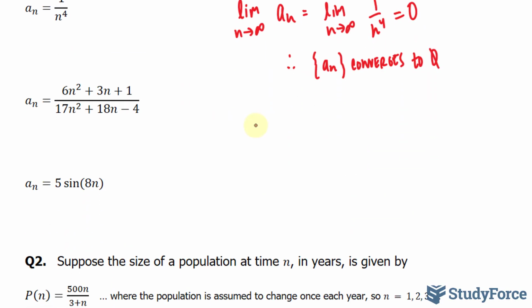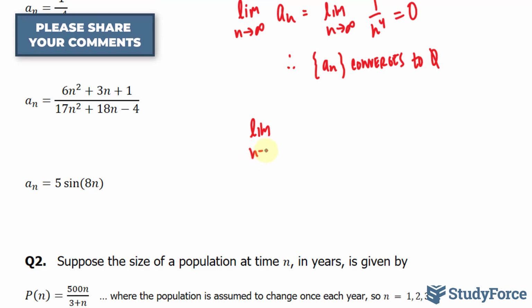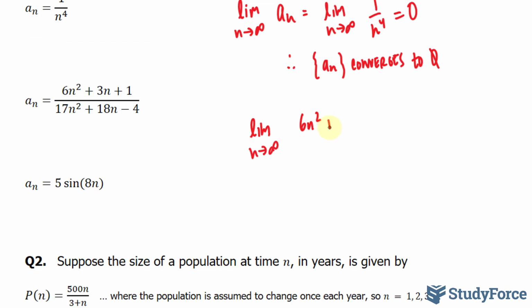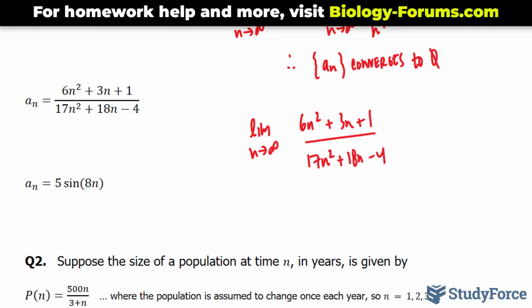Let's take the limit of this function. We have the limit as n approaches infinity for our sequence 6n to the power of 2 plus 3n plus 1 all over 17n to the power of 2 plus 18n minus 4. This particular function will require some algebraic manipulation, because if I substitute infinity into this expression, you'll end up with a situation where you have infinity over infinity, and we don't want that. So what I will do is multiply the denominator and the numerator by 1 over n squared. Let me show you what happens if I do that.